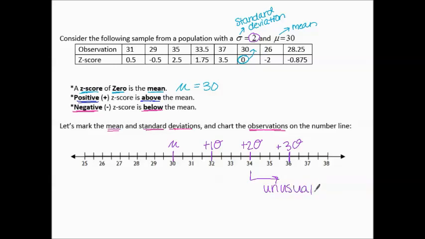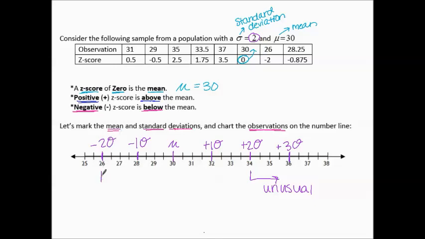Okay, anything above 2 standard deviations is considered unusual. If we go in our other direction, I have 30. I'm going to subtract 2 and be at 28. That's one standard deviation below the mean. If I subtract 2 again, I land here at 26. This is minus 2 standard deviations.